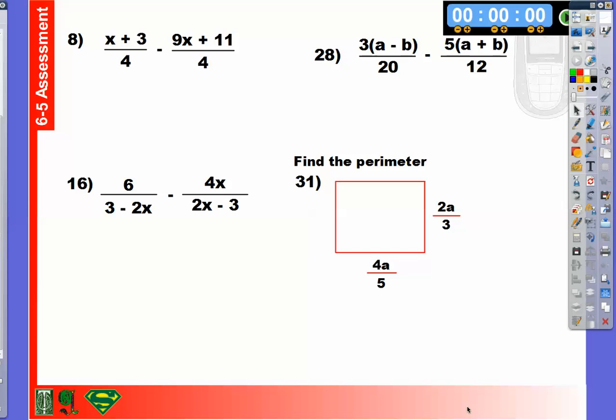For us to subtract or add fractions, what must be true about both fractions? They have to have the same denominator. Do they have the same denominator in this problem? They do. So then all I need to do is subtract the numerators. So I have x minus 9x, negative 8x. I have 3 minus 11, which is negative 8.